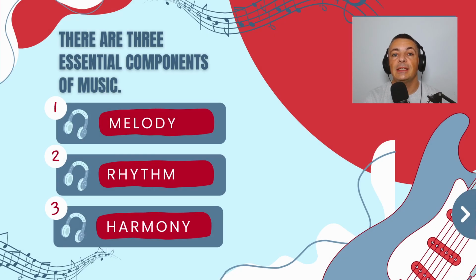There are three essential components of music. Melody combines different notes like C, G, D and such. Rhythm adds duration to those notes and combines notes of different lengths. And the third element is harmony, consisting of different sounds or chords that underline and accompany melodies.